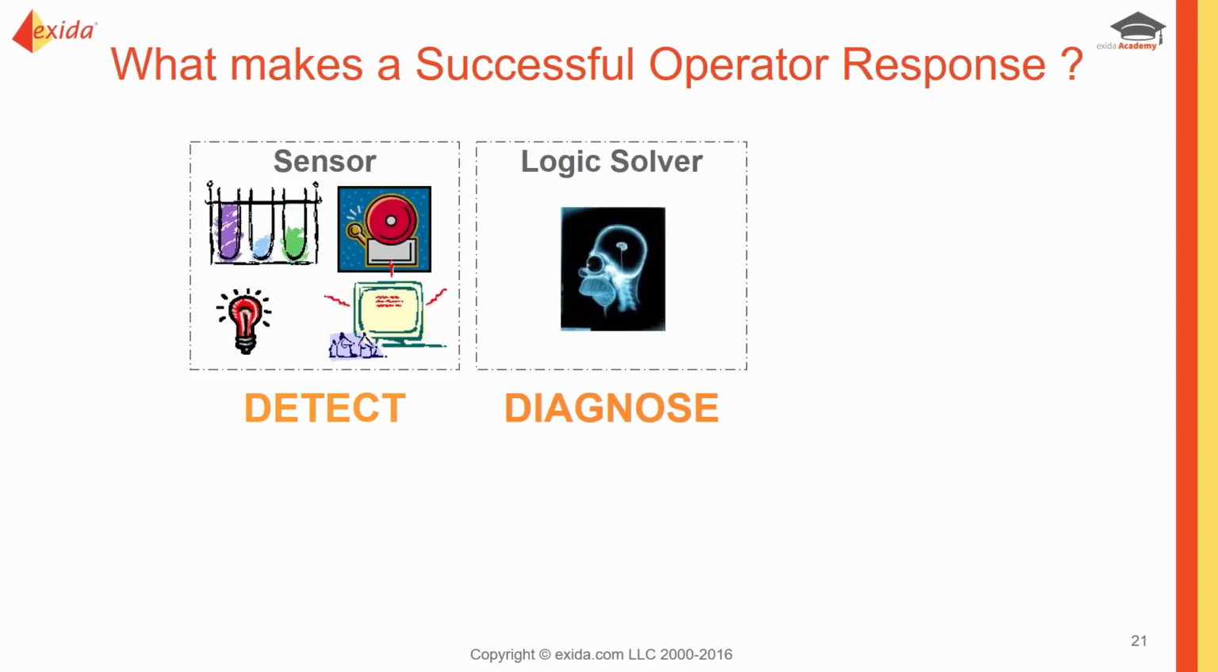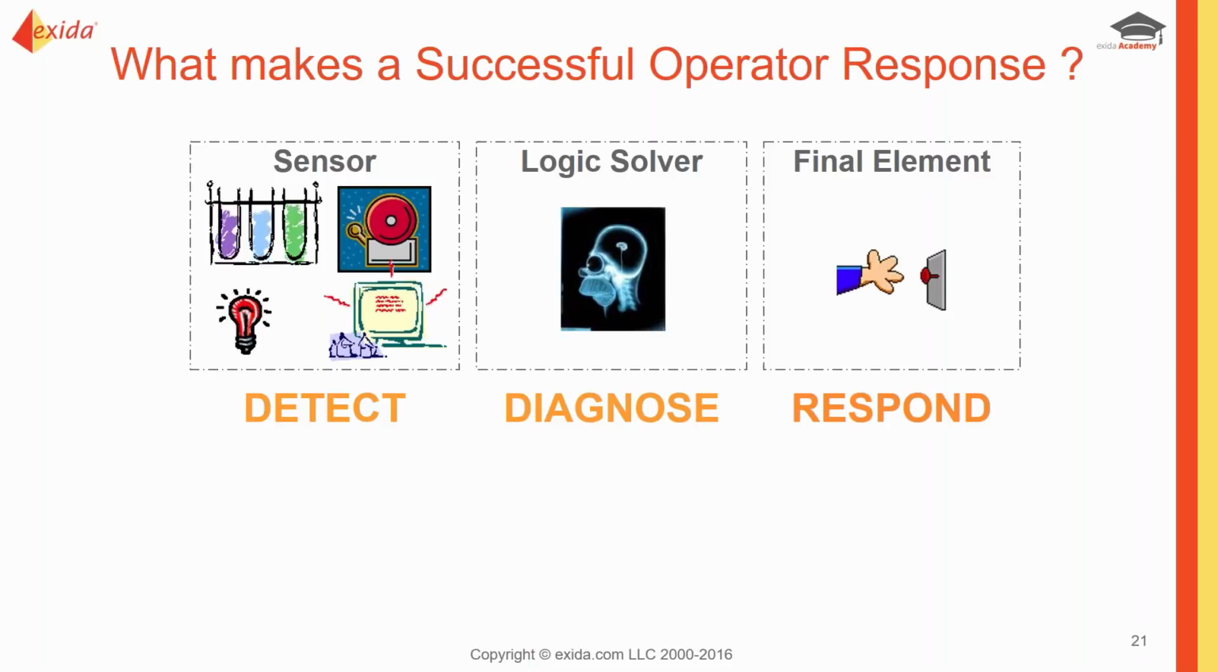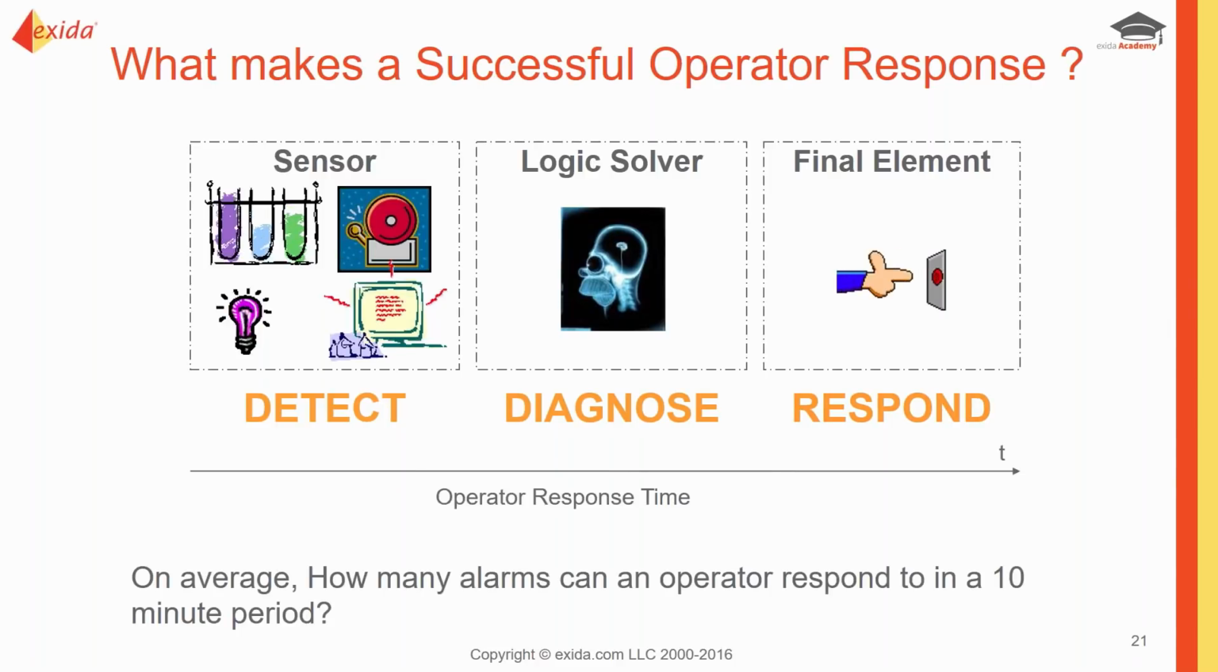Second step is they need to diagnose what the problem is and figure out what the appropriate corrective action should be, and then they need to take their response. So the operator goes through these three steps: detect, diagnose, and respond. We'll call that the operator response time.